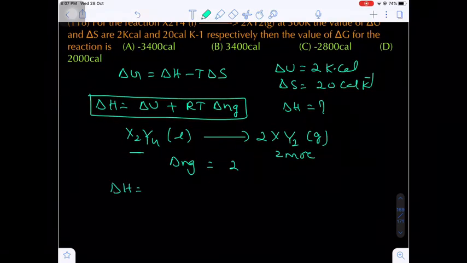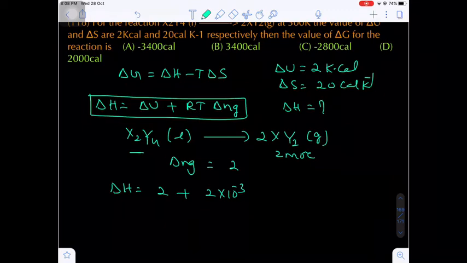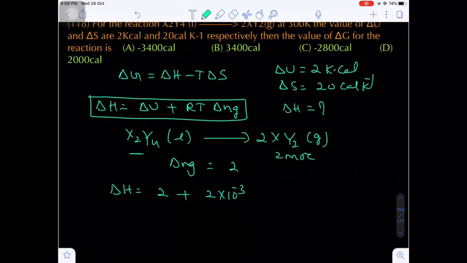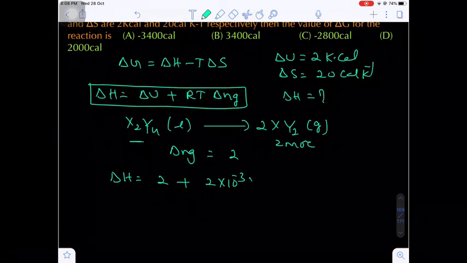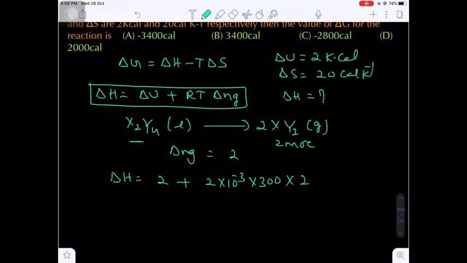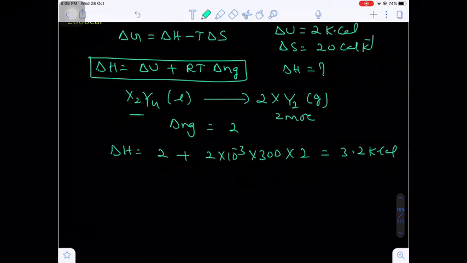So delta H is equal to, what is the delta U value? 2 kilocalorie. R value is 2 calorie. I have to write it in terms of kilocalorie, so 2 into 10 to the power minus 3. And the temperature given in the question is 300 Kelvin, into delta Ng value, which will be 2. So finally the delta H value is 3.2 kilocalorie.